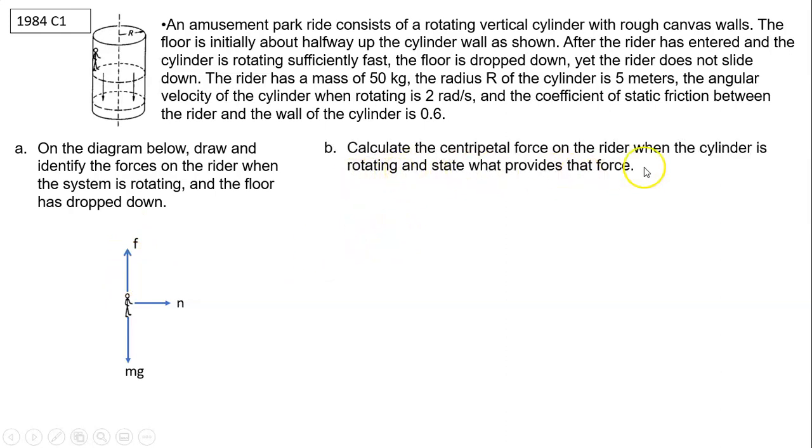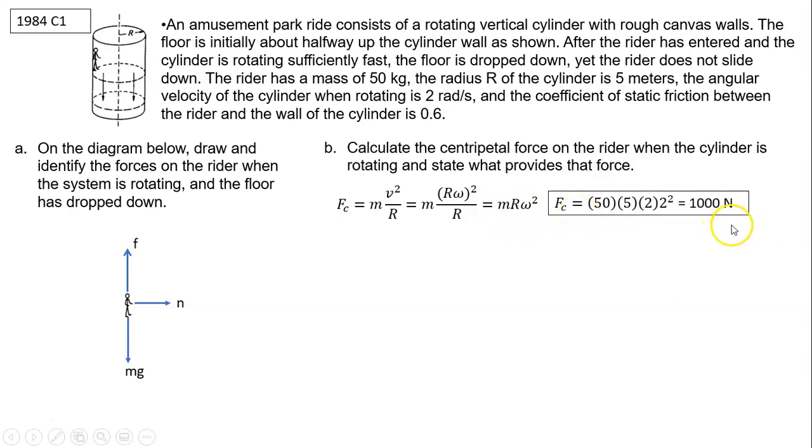B. Calculate the centripetal force on the rider when the cylinder is rotating and state what provides this force. So centripetal force, let's go back to our equation. Centripetal force, Fc equals mv squared over r. Because it's rotating, v equals r times omega, the whole thing squared. You can cancel out r, it becomes m r omega squared. We know what m is, we know what r is, we know what omega is. You can figure out Fc, which is 1000 newtons.